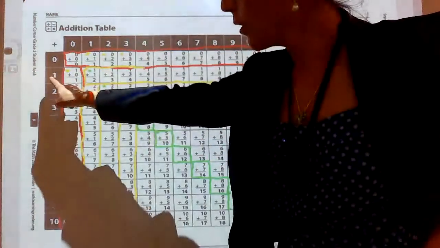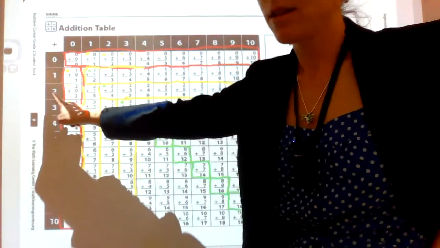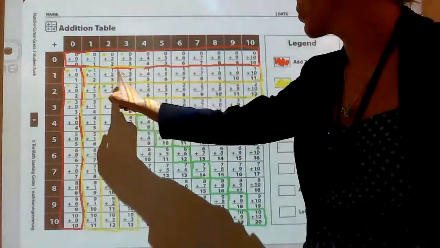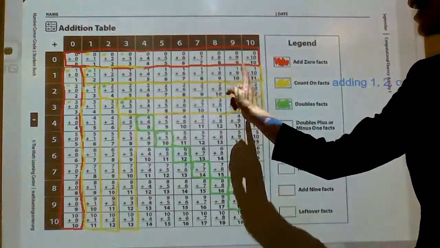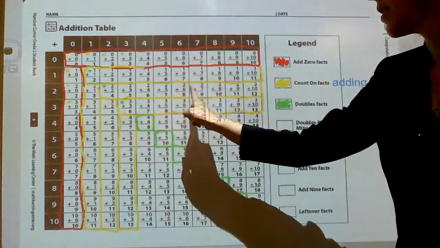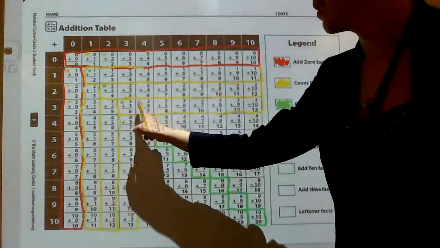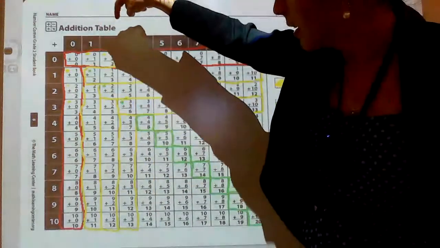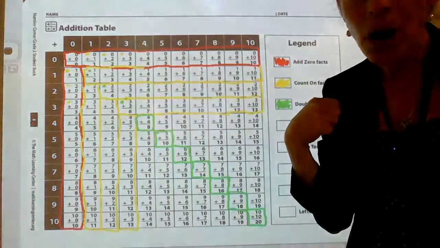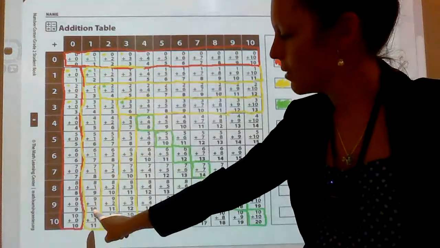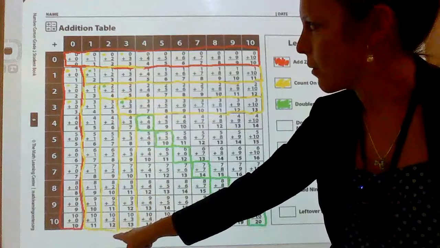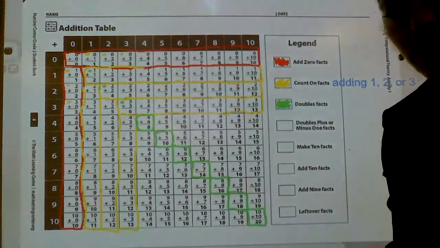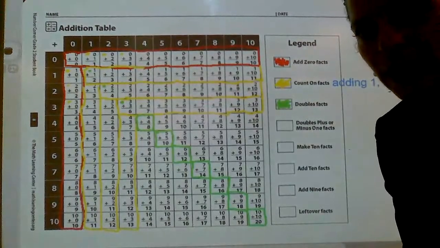If we count on or add by 1, 2, or 3, we're going to highlight those facts going across your page. And the same going down. If you add 1, 2, or 3, or count on, you're going to highlight those facts going down. You can pause the video at any time.